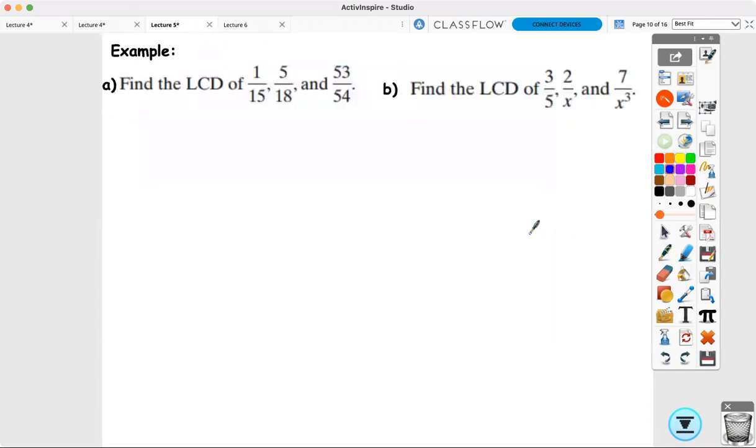Here are the next two examples, guys. Let me give you about 2 minutes to copy the first one, A, down before we move on. Before I start working it out, 2 minutes.